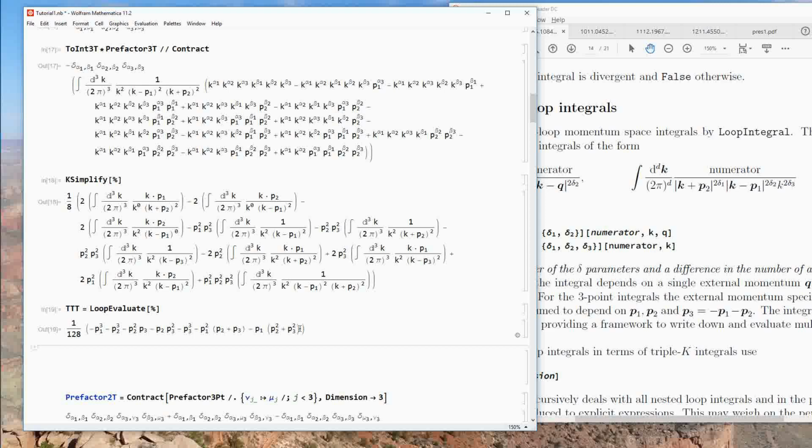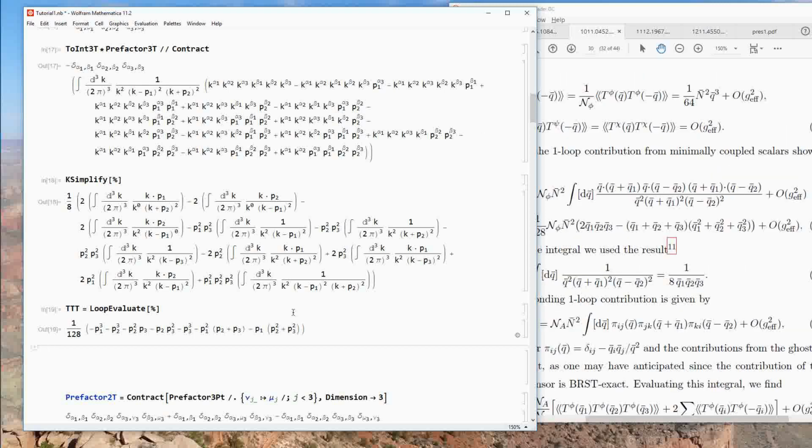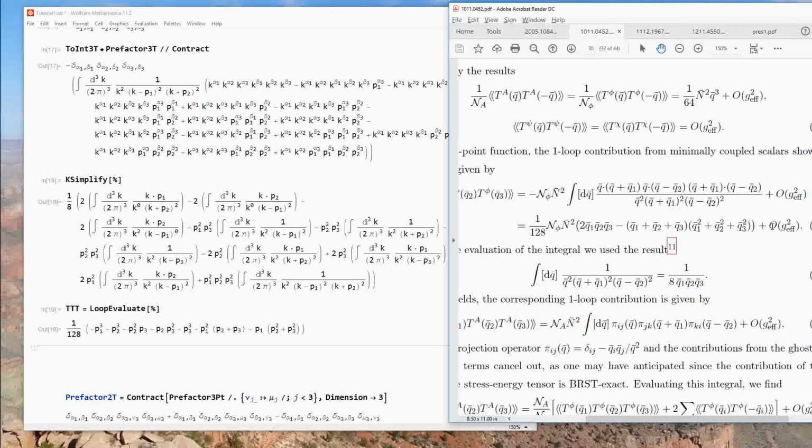And this is the final result. And this result hopefully agrees with this result here. And indeed, we have 1 over 128. And then this stuff should be this stuff.